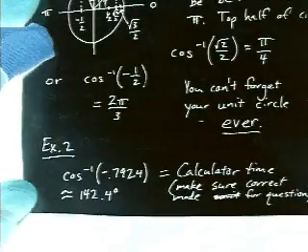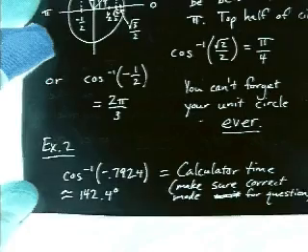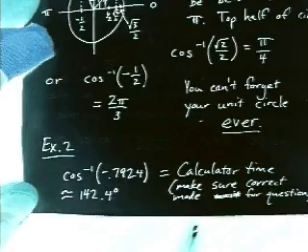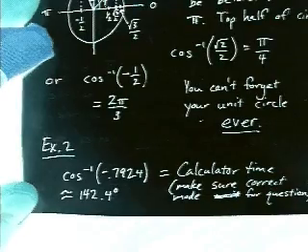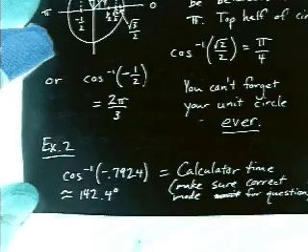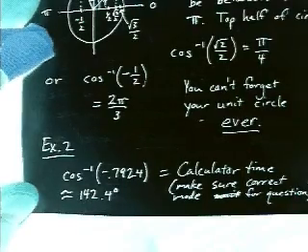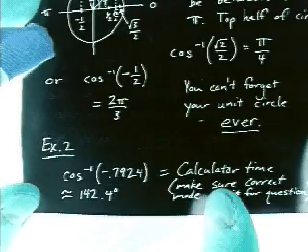Example 2 that they show you in the book is the cosine inverse of this whacked out decimal, -0.7924. The only way you're going to do that is with a calculator. Make sure your calculator is in the correct mode. In this case, they asked for degrees, so make sure it is in degree mode, and then invert the cosine on your calculator to get 142.4 degrees. It's the only reason you need to use that.